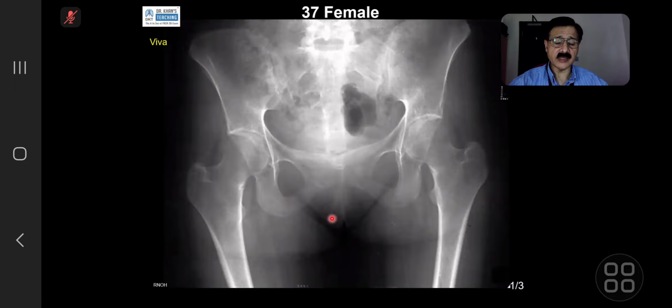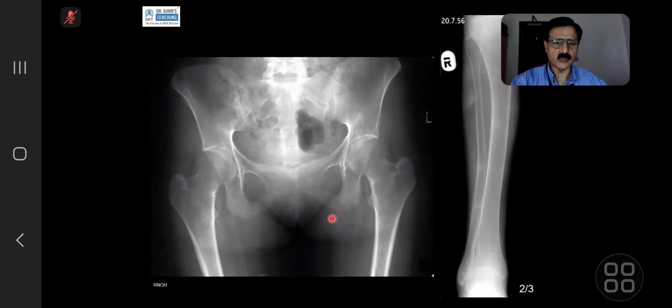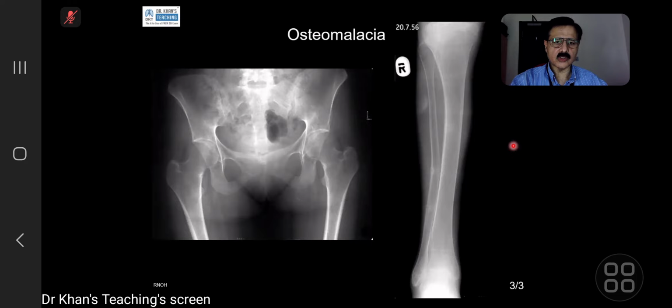Just remember again and again that today you know what you are looking for. In the exam, you will not. So these findings should be in your review area. Now, this is a good example where you can see it in the fibula, and the fibula is not at all a weight-bearing bone. So, another case of osteomalacia.